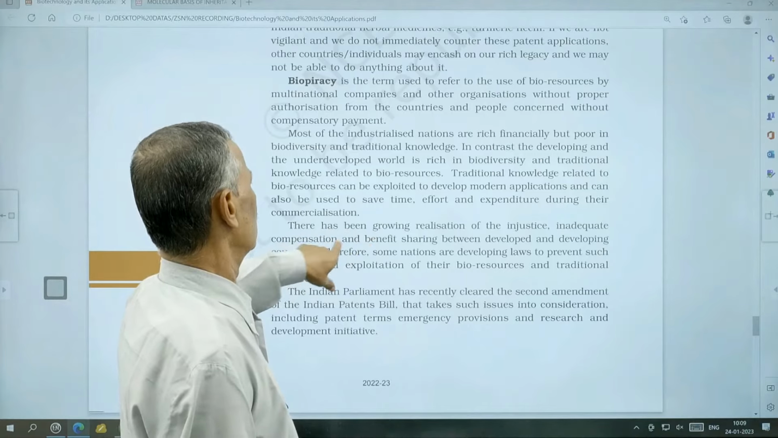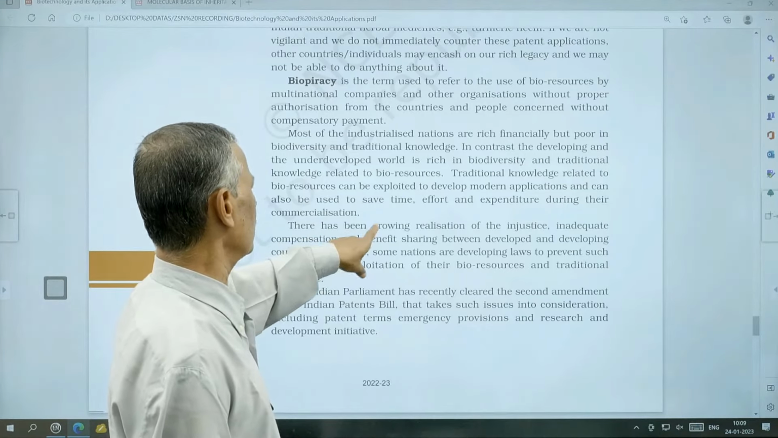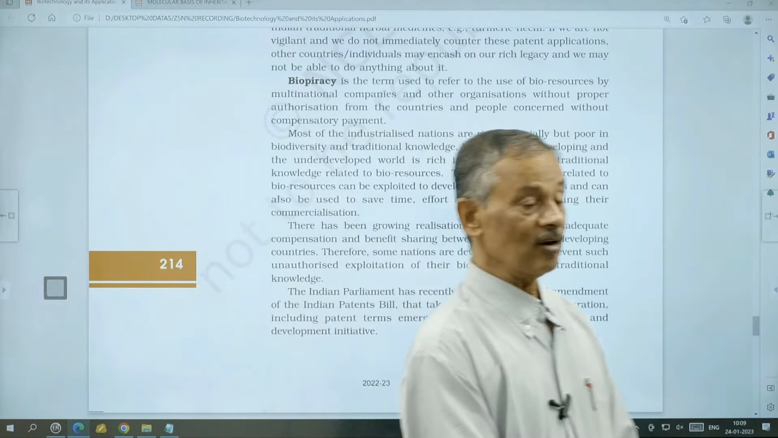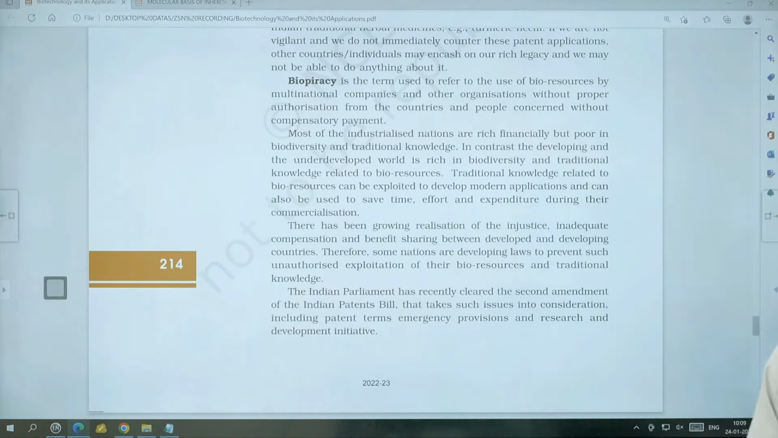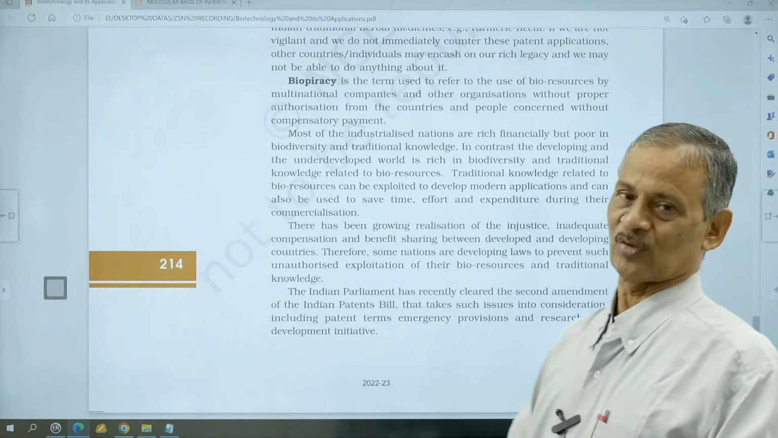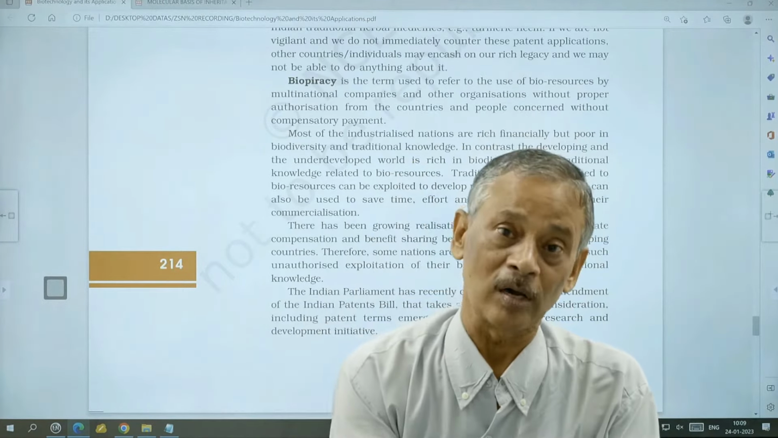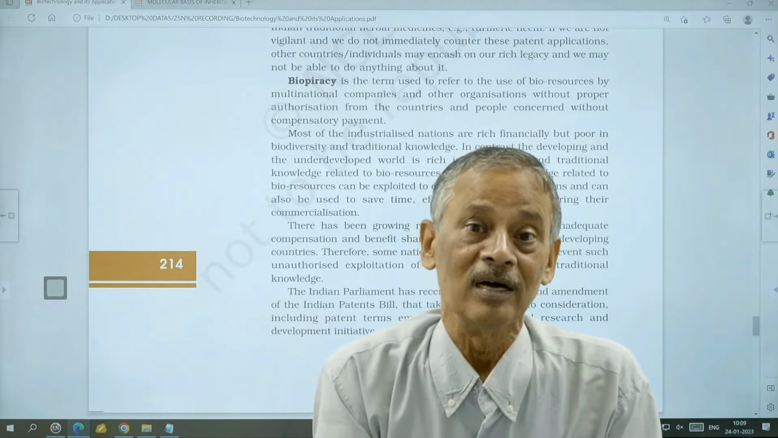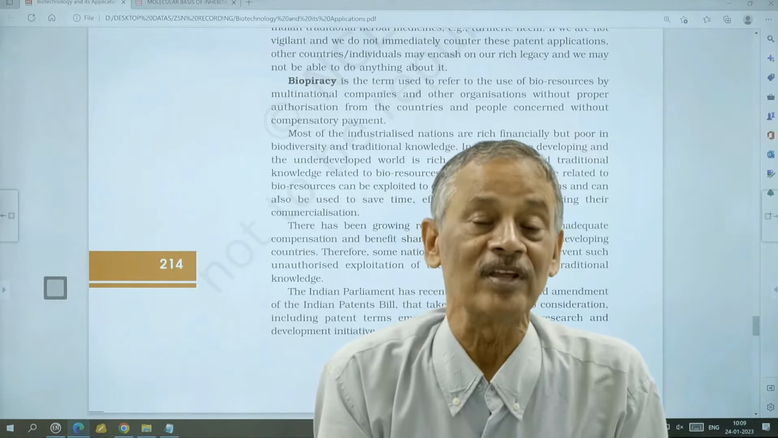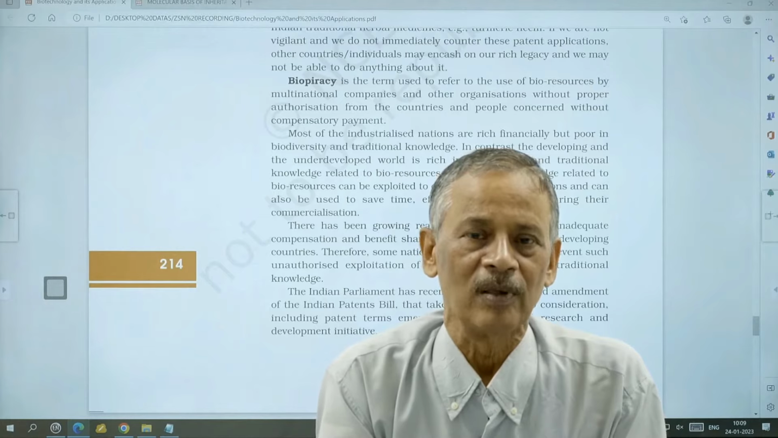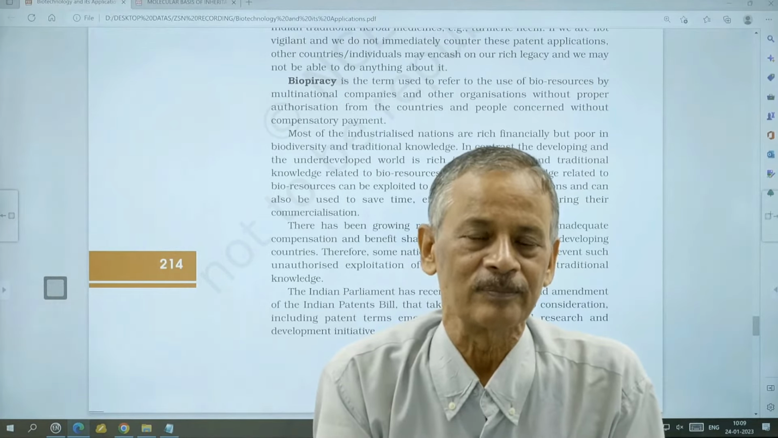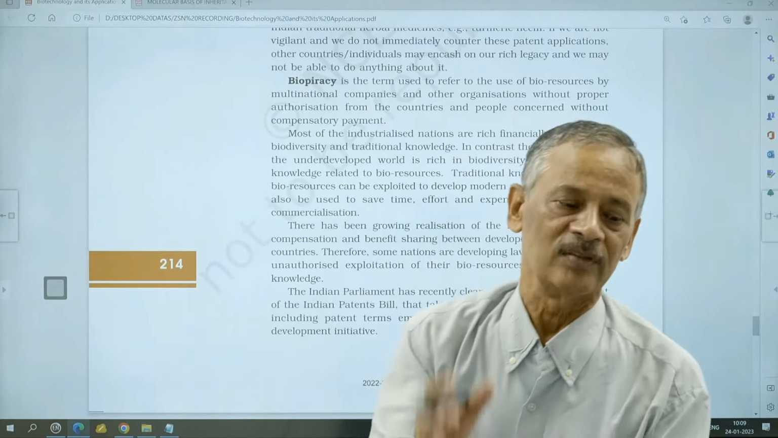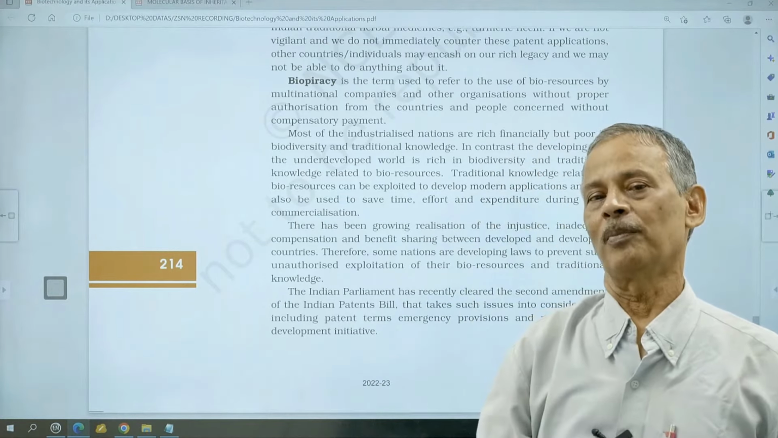So injustice, inadequate compensation and benefit sharing between developed and developing countries are always there. Developed countries are rich in biotechnology, but are poor in bioresources. Third world countries are economically poor, but have rich heritable knowledge; they are very rich in traditional knowledge and in biodiversity. So if the developed countries are to make use of it, then they should give proper compensation.